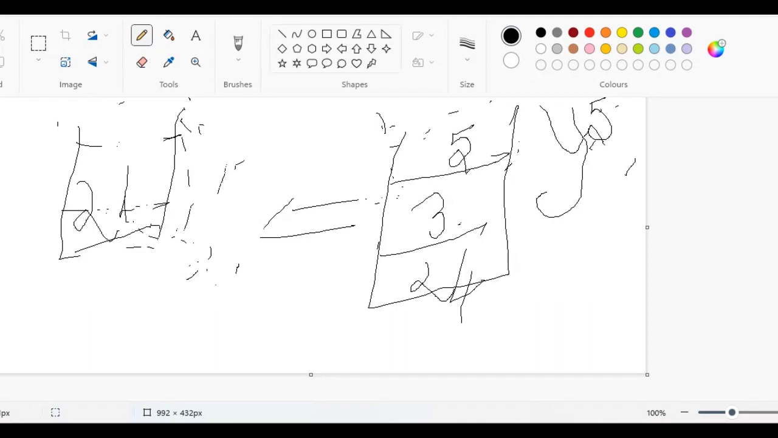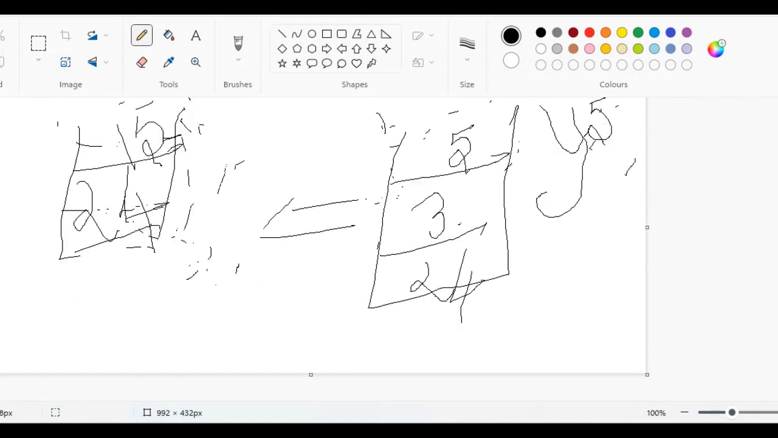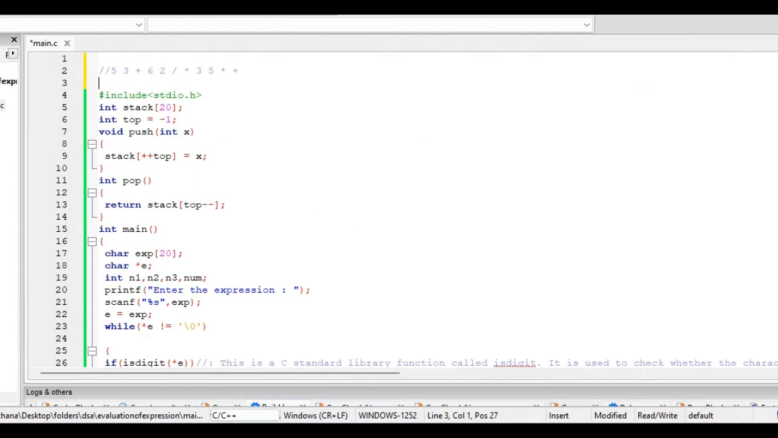I hope you understand. This is clumsy, but I did not have any other option. What is the addition of 24 plus 15? That is 39, and that is the answer to this question. The concept is very easy: if an operator comes after two numbers, that operation must be done on those two numbers. I hope you understand the concept. Let me move further into the program.